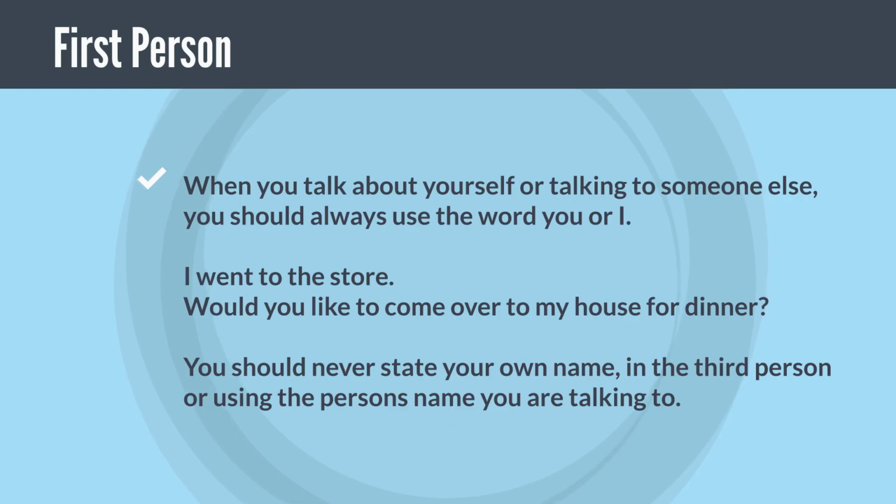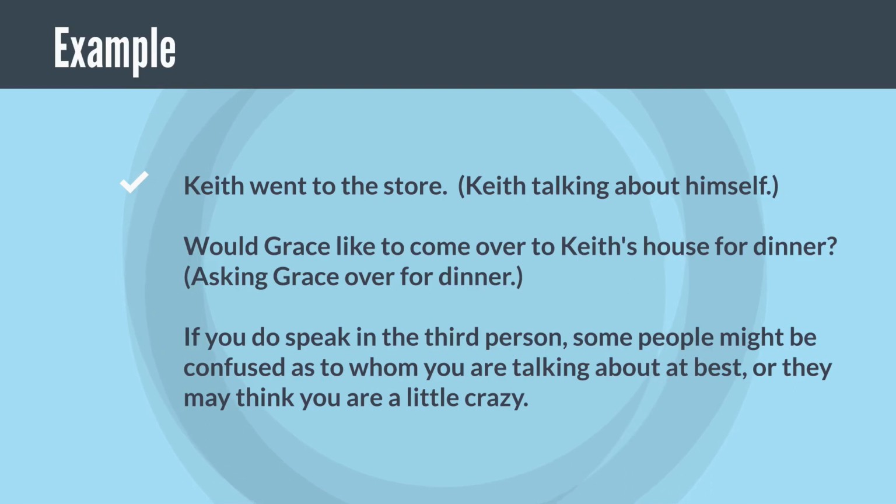When you talk about yourself or talk to someone else, you should always use the word you or I. I went to the store. Would you like to come over to my house for dinner? You should never state your own name in the third person, or use the name of the person you are talking to. Keith went to the store. Keith talking about himself. Would Grace like to come over to Keith's house for dinner? Asking Grace over for dinner. If you do speak in the third person, some people might be confused as to whom you are talking about at best, or they may think you are a little crazy.